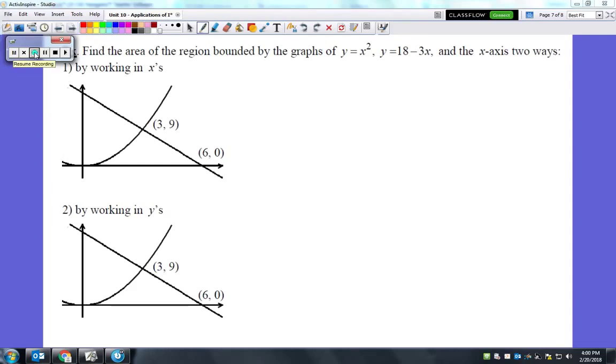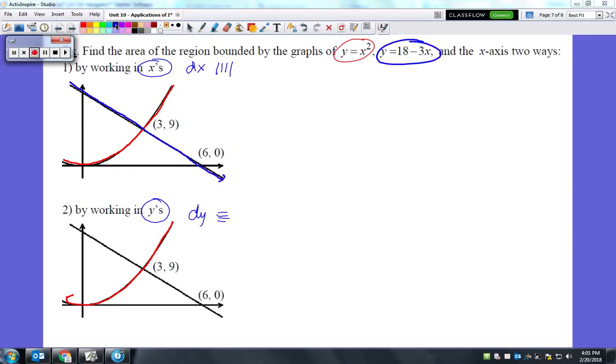Okay, so let's go ahead and finish this video. What we're going to do is find the differences between solving something working it with x's, such as dx, vertical slices, versus y's or dy's, which are horizontal slices. So we have x squared, and just so that you can visualize it a little easier, that's the x squared right here, as well as here on both of them. And blue will be the linear function, y-intercept of 18 with a slope of -3 on both of them.